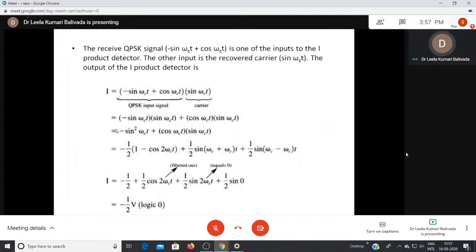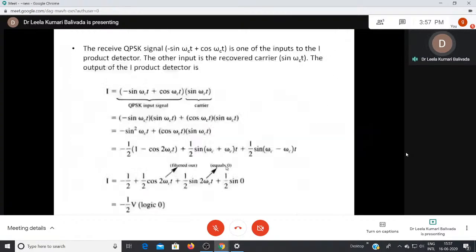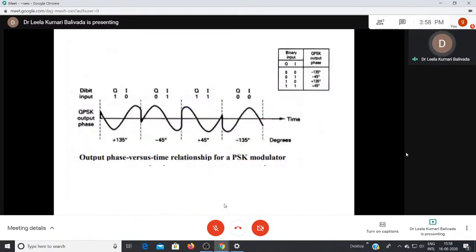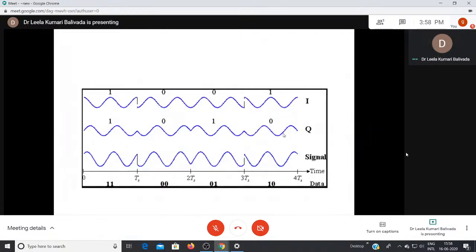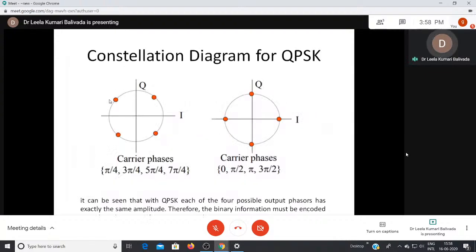Therefore, the I channel product modulator output is logic 0 and the Q channel product modulator output is logic 1. Therefore, the demodulated I and Q bits are 0, 1, which corresponds to the constellation diagram. So I is 0 and Q is 1. I is 0, Q is 1 means it is placed here, minus sin omega Ct plus cos omega Ct. So this shows the point on the constellation diagram of the given input data.